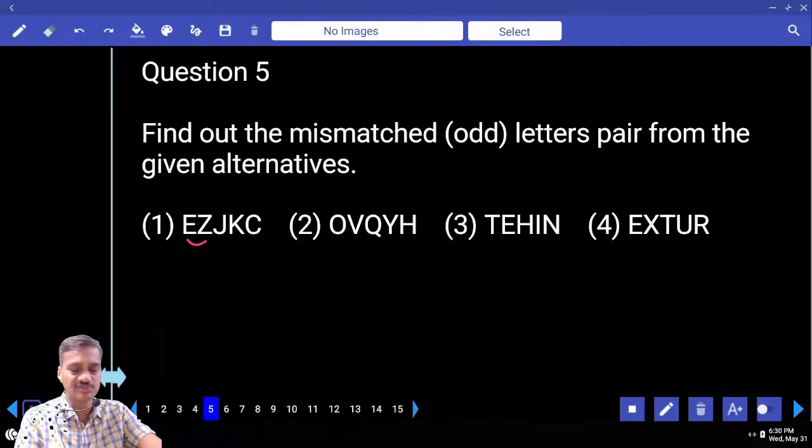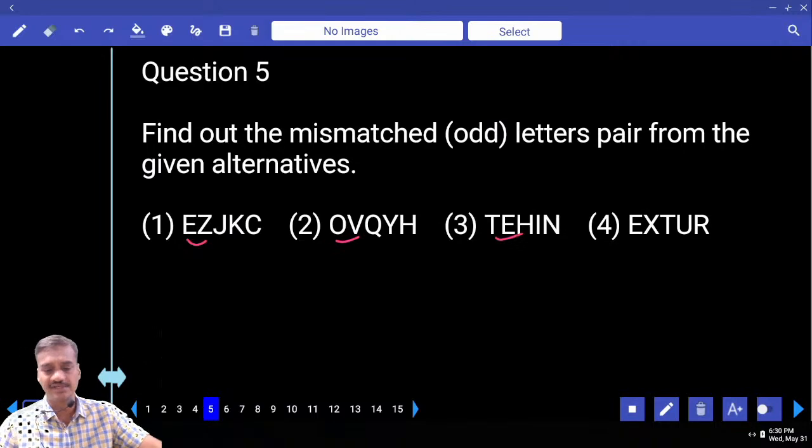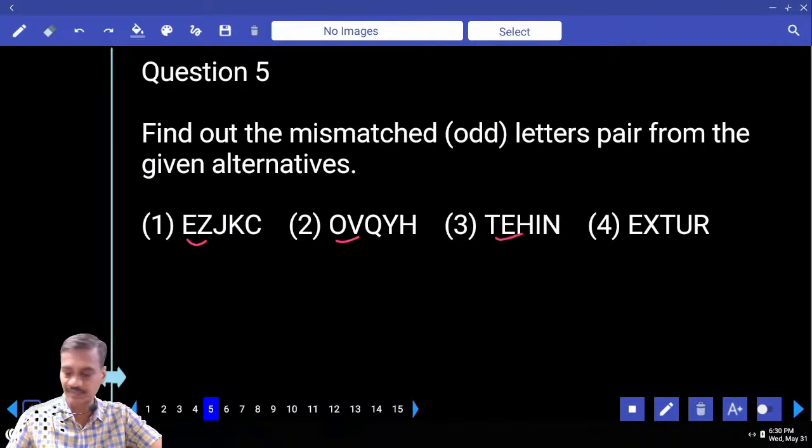Here the difference is how much? A huge difference is there, and they are not following a particular pattern of difference. Then we need to go for a vowel and a consonant. Here there are 2 vowels and 2 vowels. Now vowel and consonant is also ruled out, isn't it?